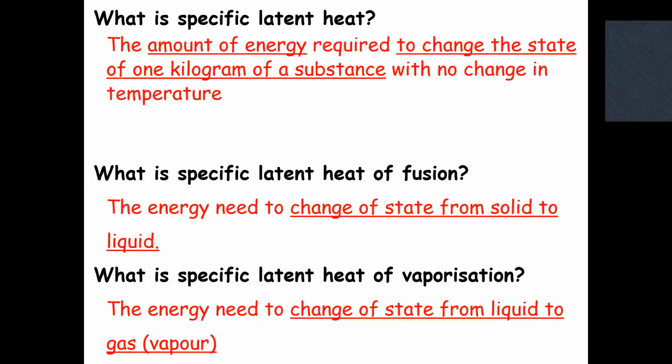All right, there's our answers, and those are the answers which are going to help us today, because we're going to be using specific latent heat in our equations when we do our modeling under the camera in just a moment. So the amount of energy required to change the state of 1 kilogram of a substance with no change in temperature. So if we know the specific latent heat and we know the mass of the substance that we're trying to change state, then we can work out the energy required to do it.